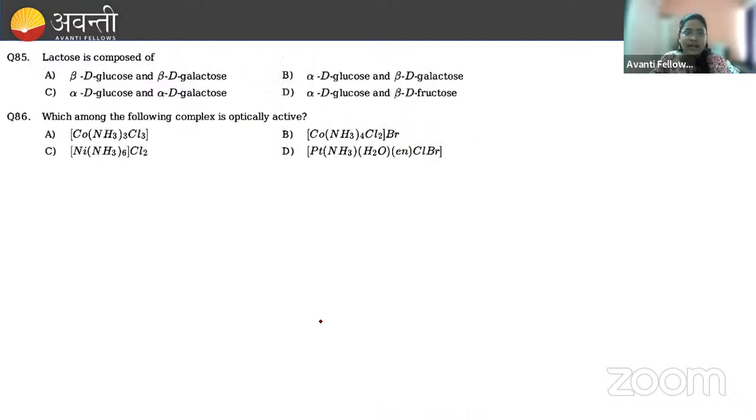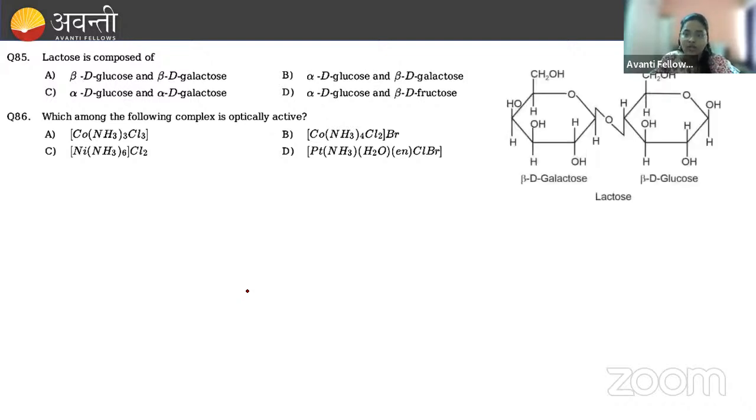Next question. Lactose is composed of. So lactose is a very basic compound. It is composed of glucose and galactose, and glucose and fructose. But whether it is alpha-D or beta-D, that is the major question. So here, see the structure. Here, beta-D-galactose and beta-D-glucose, when they combine together, there is a formation of lactose. So our correct answer for 85 is beta-D-galactose and beta-D-glucose. So the answer is option A.